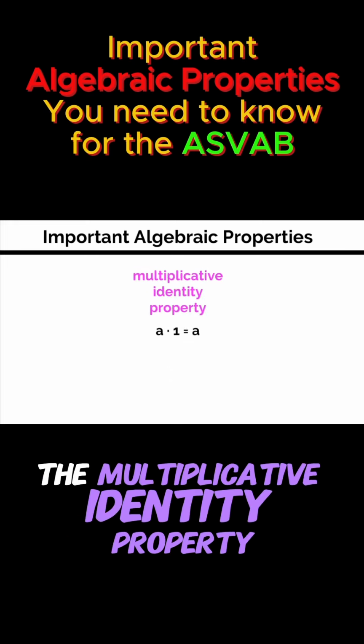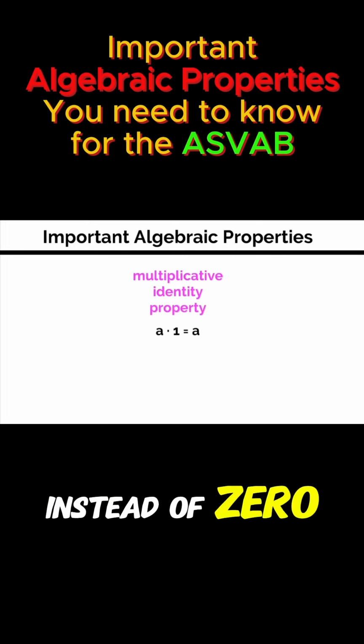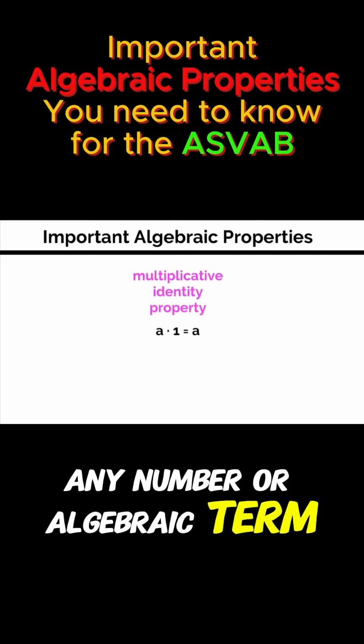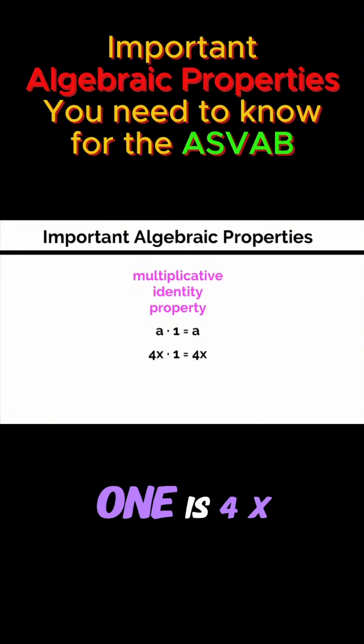The multiplicative identity property works the same exact way, except with the number 1 instead of 0. Any number or algebraic term times 1 will give you the same term again. 4x times 1 is 4x.